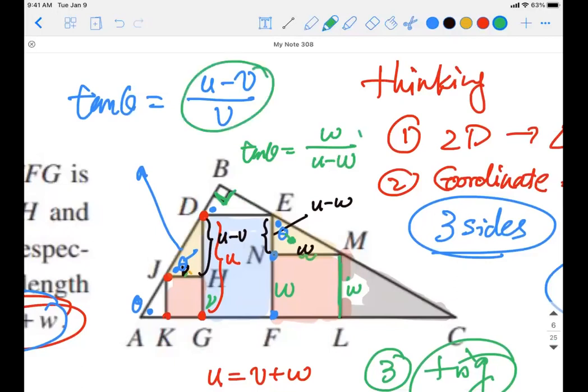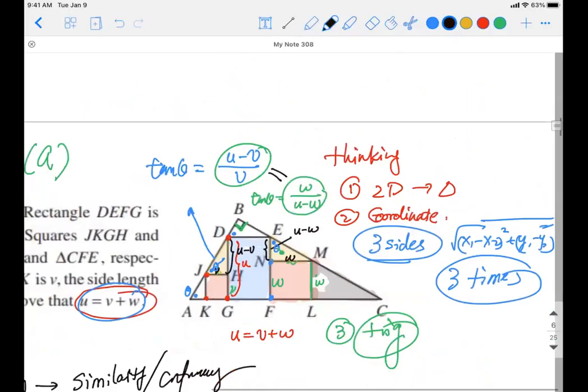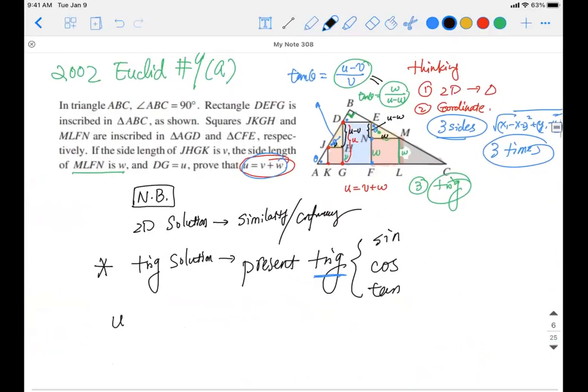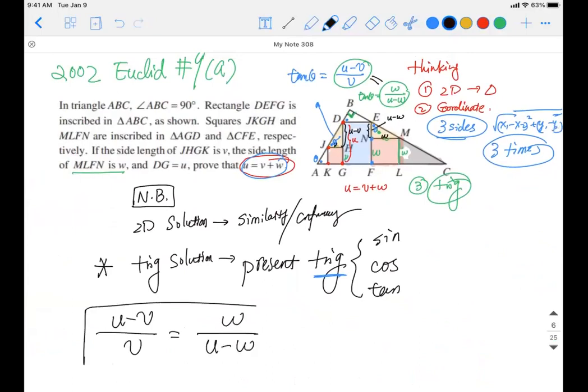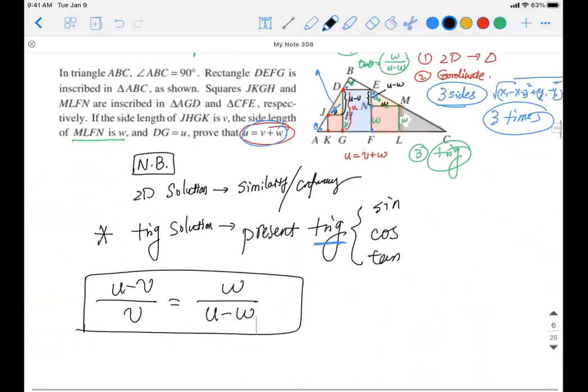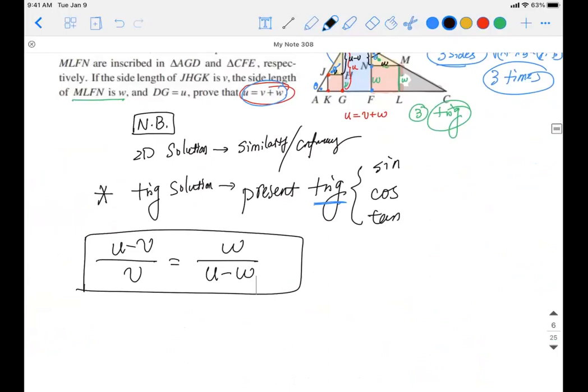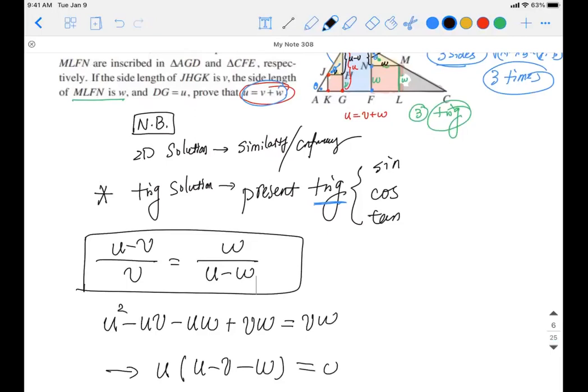You just have to make sure these two are equal to each other. So let me put here one more time: (U minus V) over V equals W over (U minus W). You know what? Try to do some quick simplification. This is going to give you U squared minus UV minus UW plus VW equals VW, so U times (U minus V minus W) equals 0.